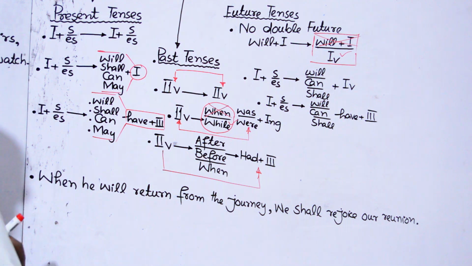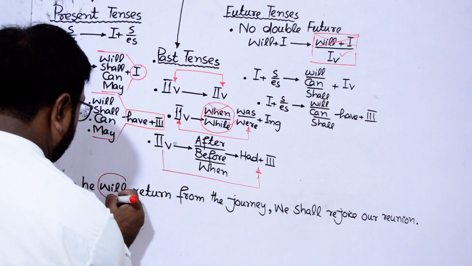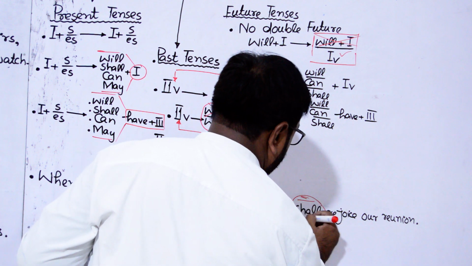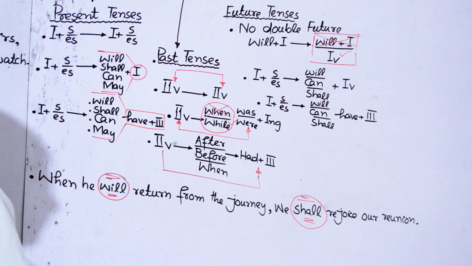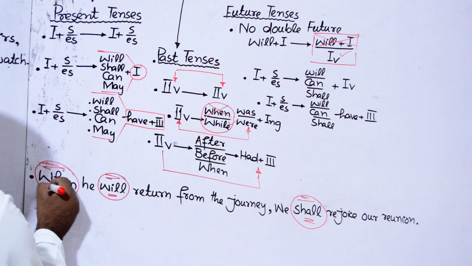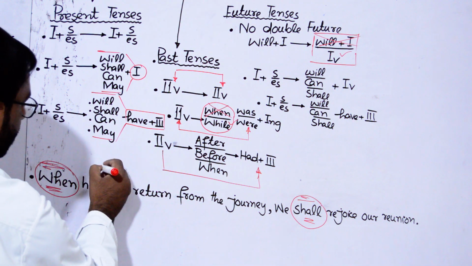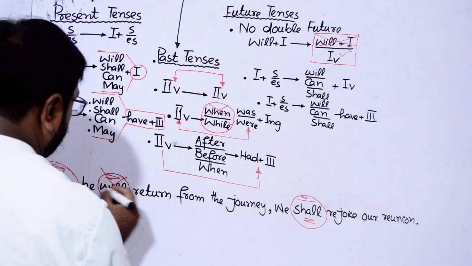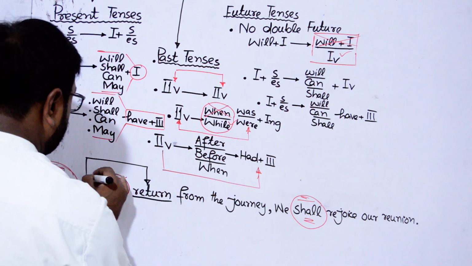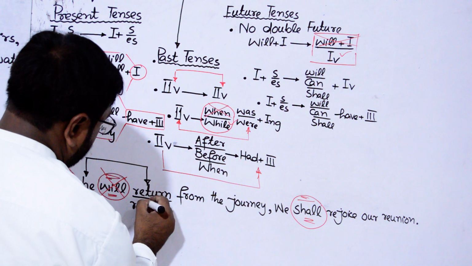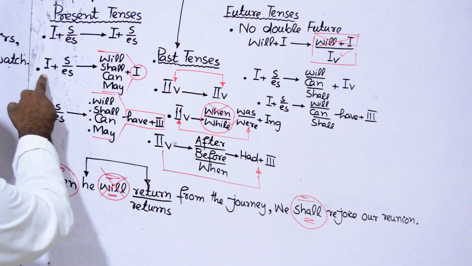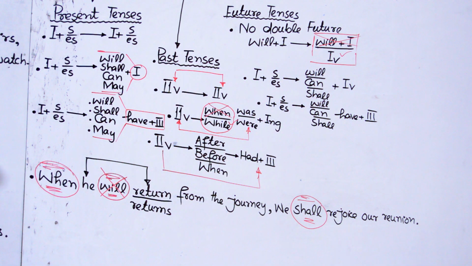What mistake do I commit? I have will, I have shall. Two future signs should not be combined in two clauses. So I have a when subordinate time conjunction, and time conjunctions should not take will. It should take he returns, so I should mention he returns. So possibility number two is being discussed here.